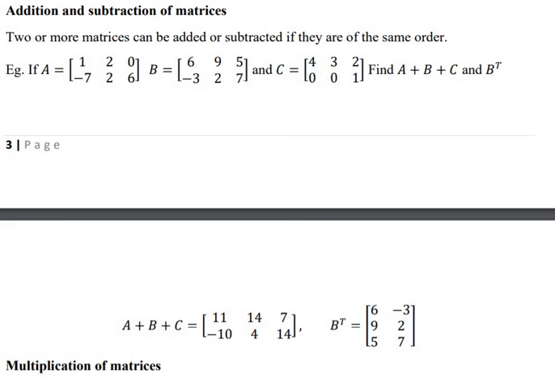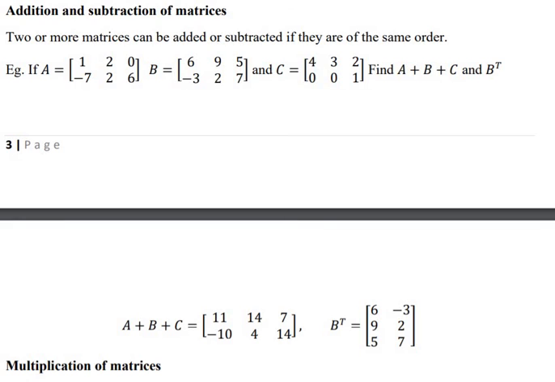Similarly, we will add the digits in the corresponding positions of each of the matrices to get the element in the corresponding position in the resulting matrix. So, as a result, on doing the corresponding addition, we get the resultant matrix as matrix 11, 14, 7, minus 10, 4, 14.